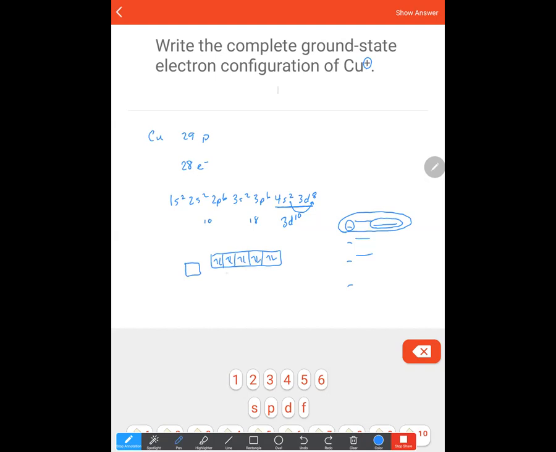Oftentimes, if we can get the D either half filled or completely filled, even if it means leaving an S half filled, there are some energetic benefits to a half filled or fully filled sublevel, especially those Ds and Fs, than having an S completely filled, especially when you're up here in the higher energies where they're really close together. So we're going to do it with a 3d10 and not leave the 4s.